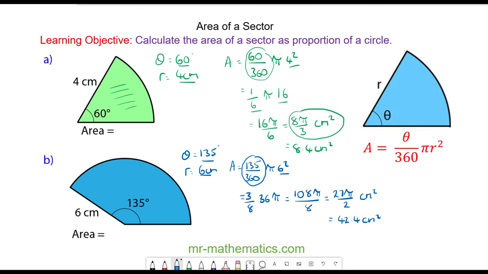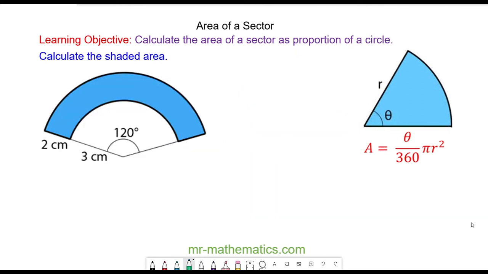Okay, let's try one more question. So here we have a composite shape. Do you want to try and work out the shaded area by pausing the video, and you can resume it when you're ready? To begin to solve this problem, I'm going to consider it as two sectors, a larger sector, which I'm highlighting in red.